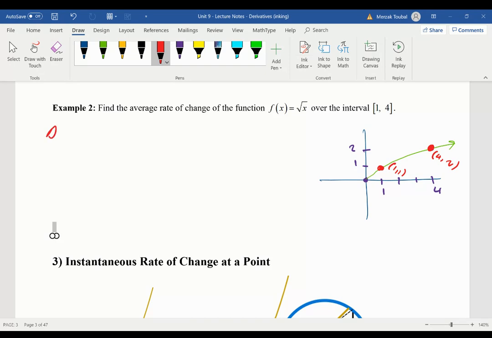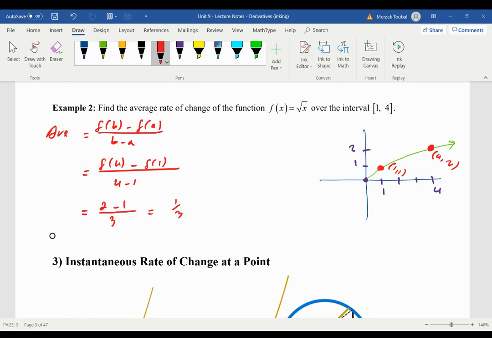So we say the average rate of change, let's put AVE, is, let's write the formula first, f of b minus f of a over b minus a. f of b in this case will be f of 4, and f of a would be f of 1, over 4 minus 1. Which is, f of 4 is 2, f of 1 is 1, 4 minus 1 is 3, and the answer is 1/3.